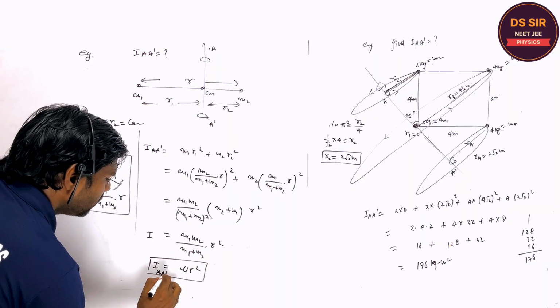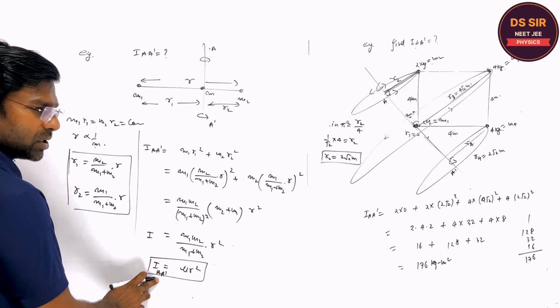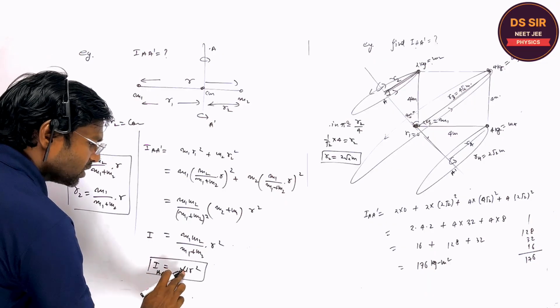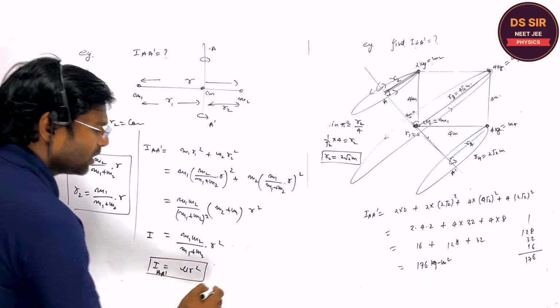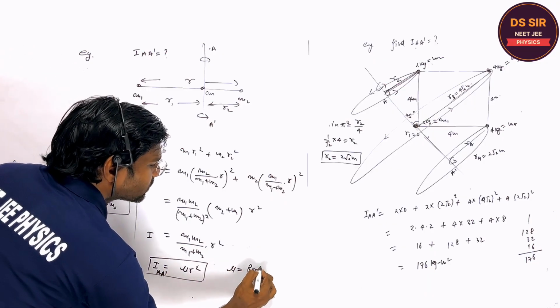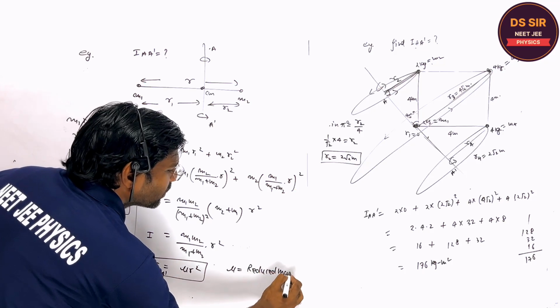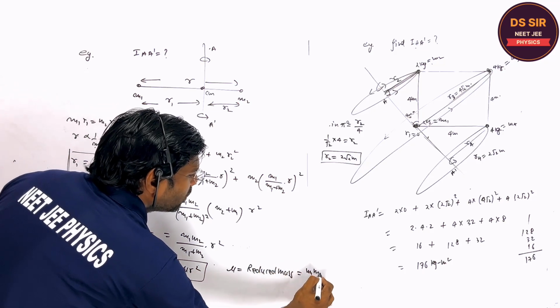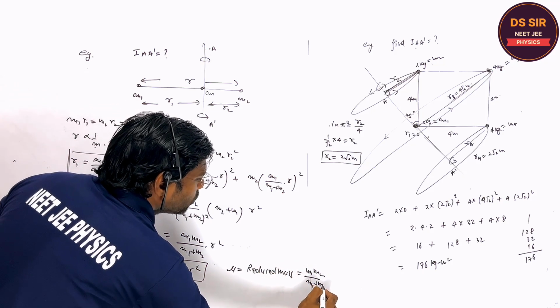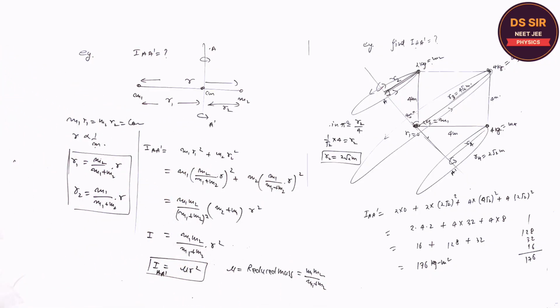So about the axis passing through the center of mass, the moment of inertia you will remember as mu into R square, where mu is the reduced mass, right? M1 M2 upon M1 plus M2. So you can remember in this way. Copy this. Okay.